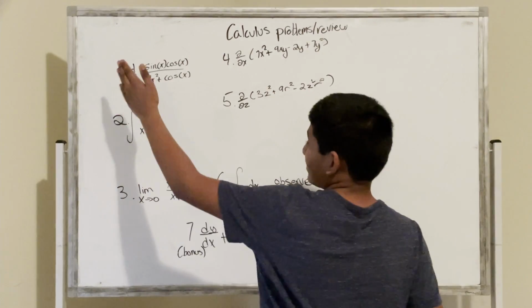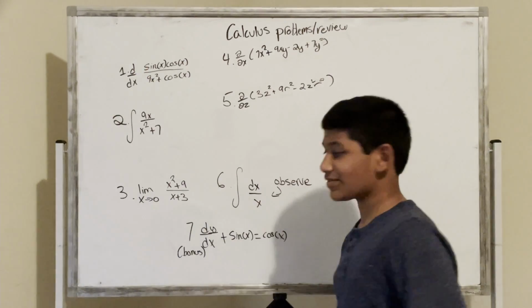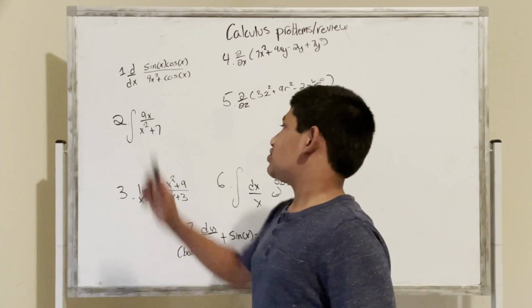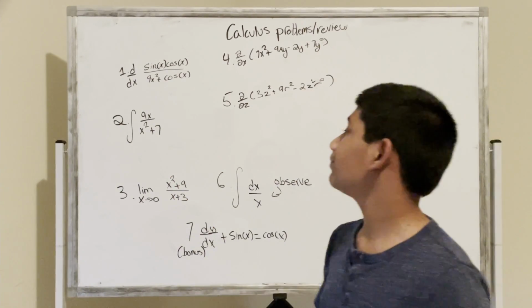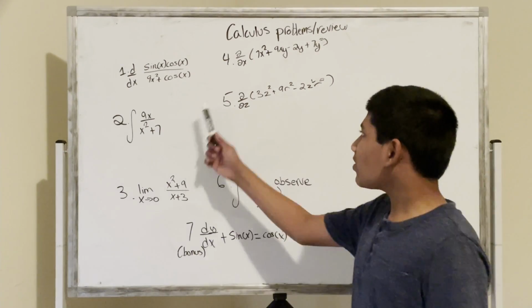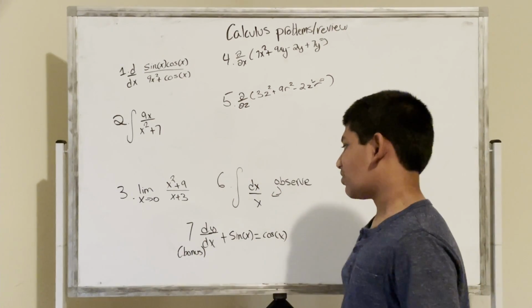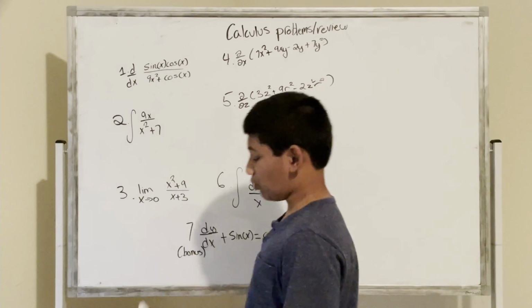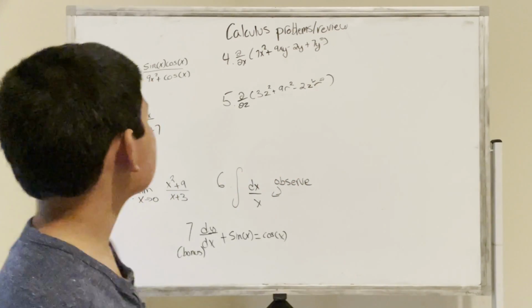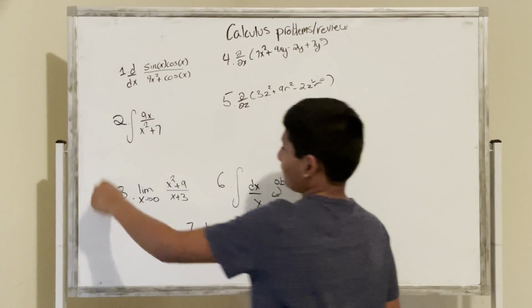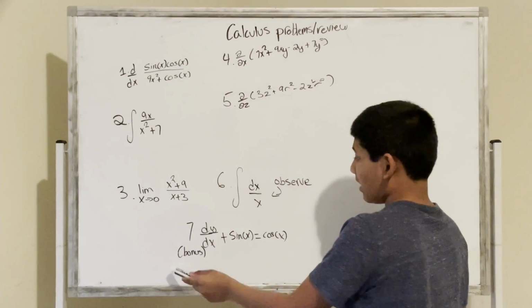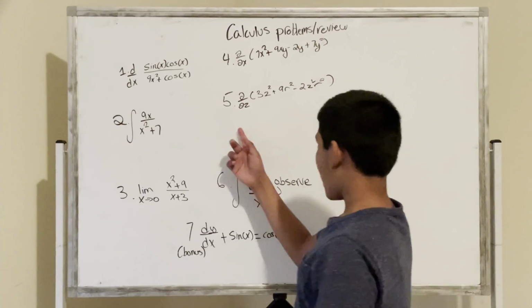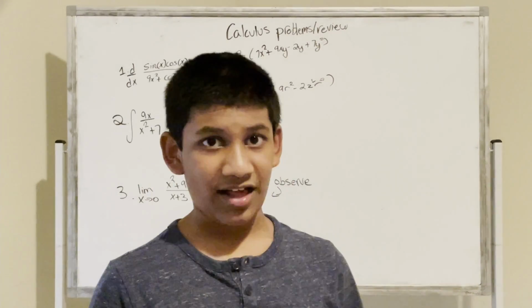So we have 7 problems over here, which we're going to solve today. We have a derivative problem, an integral problem, a limit problem, a partial derivative problem, another partial derivative problem, another integral problem, and then a differential equation problem. As you may notice, these are the ones that are in basic calculus, and 7, 4, and 5 are going to be in more advanced calculus.